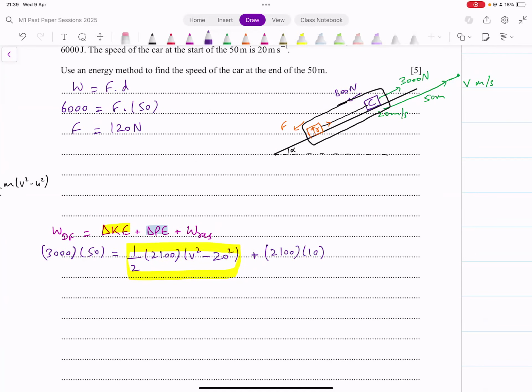Now, how much is the height changing? We don't know that, right? Can we find that somehow? The change in height. Let's make a triangle like this. It's traveling a distance of 50 meters. The angle of inclination of the plane is alpha.